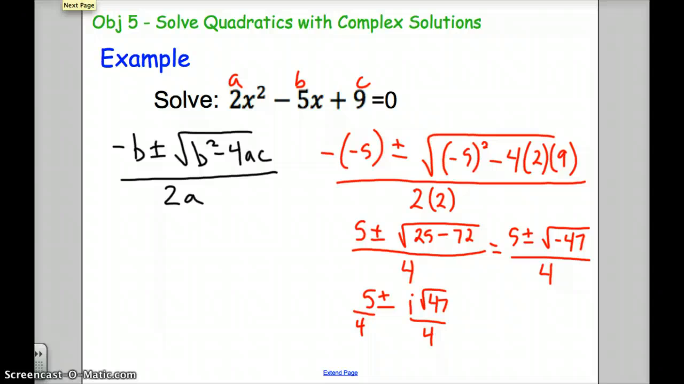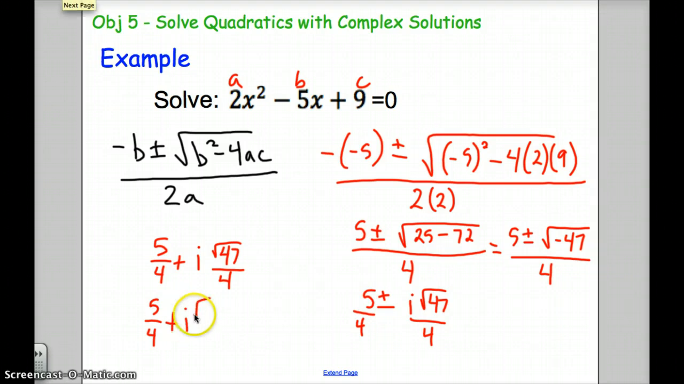The two solutions are complex conjugates because the first solution is 5 fourths plus i square root of 47 over 4. And the other solution is 5 fourths minus i square root of 47 over 4. These are your two solutions. They're complex conjugates, remember, because one is plus, one is minus. You learned about that in the first video of this section. So these are the two complex solutions to this quadratic equation.